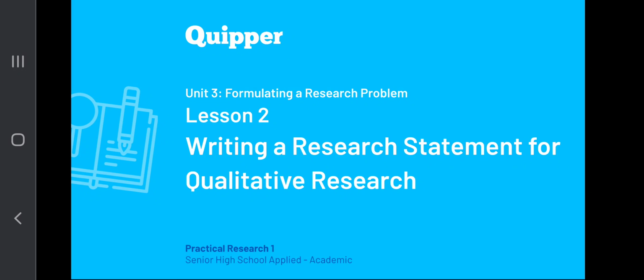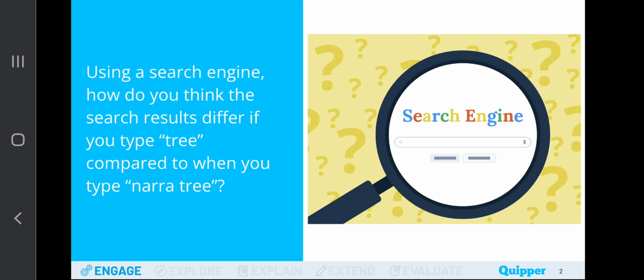In this lesson, we try to understand how writing a research statement for qualitative research works and what the necessary concepts are in order for us to learn how to write research statements for qualitative research. Using a search engine, how do you think the search results differ if you type "tree" compared to when you type "narratory"? This concept is also how we integrate our understanding of how writing research statements for qualitative research works.